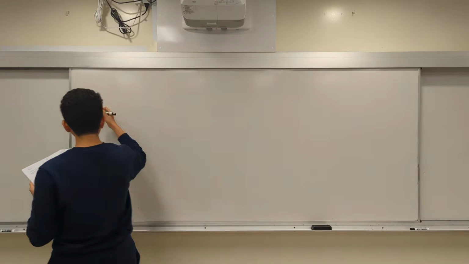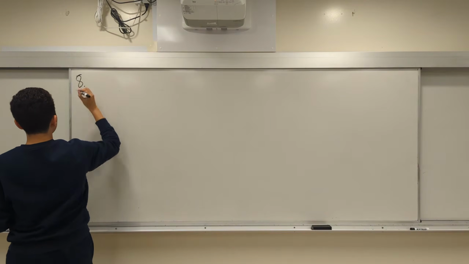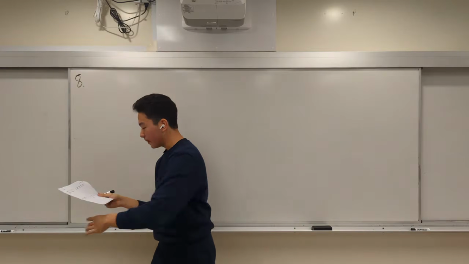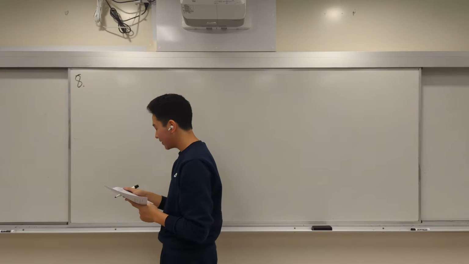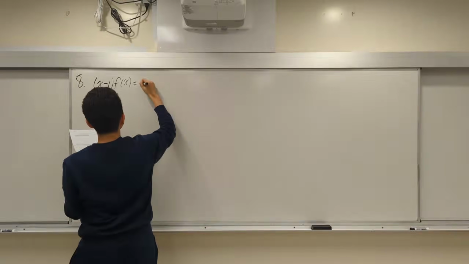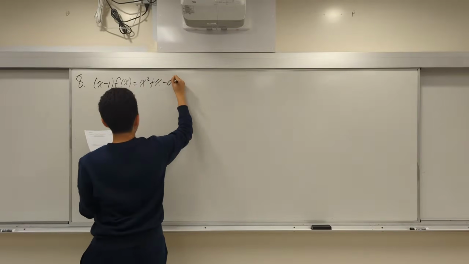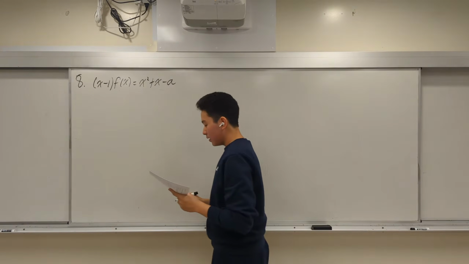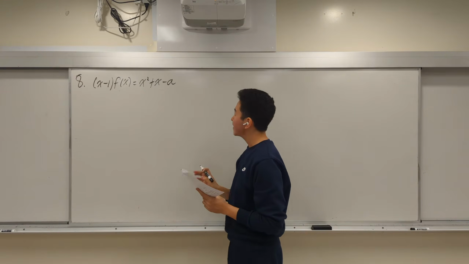So we start with number 8. So this is chapter 1-2. Function f of x is continuous on the set of all real numbers and satisfies (x minus 1) times f of x equals x squared plus x minus a. And then find f of 1.